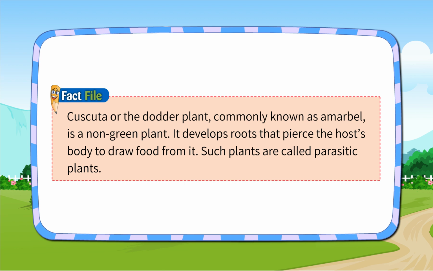Fact file: Cuscuta or the dodder plant, commonly known as amarbel, is a non-green plant. It develops roots that pierce the host body to draw food from it. Such plants are called parasitic plants.